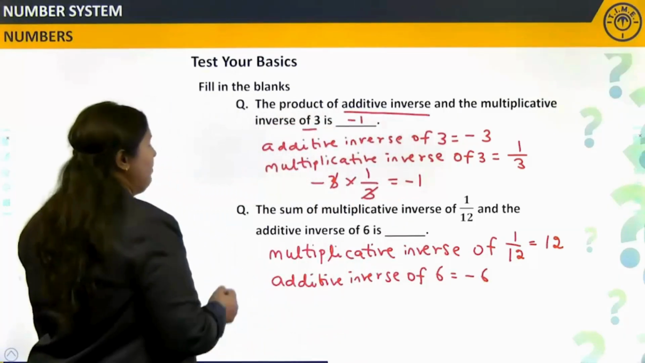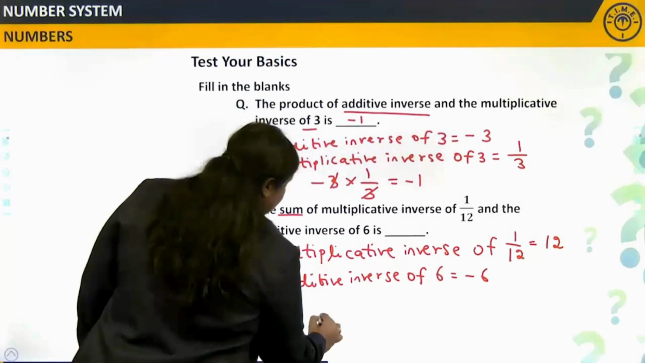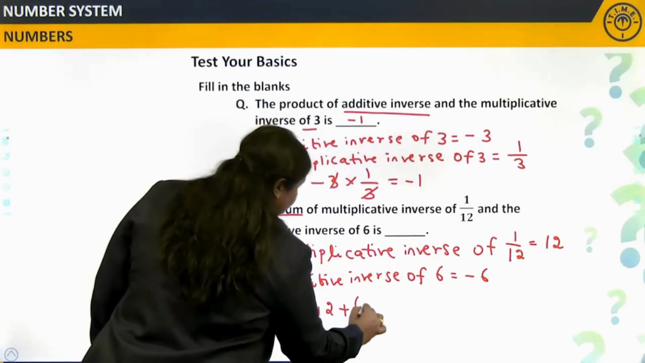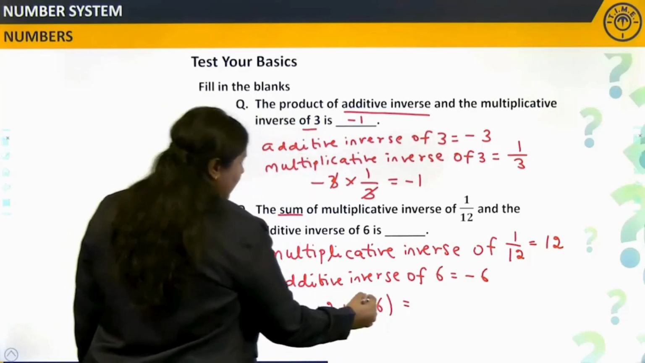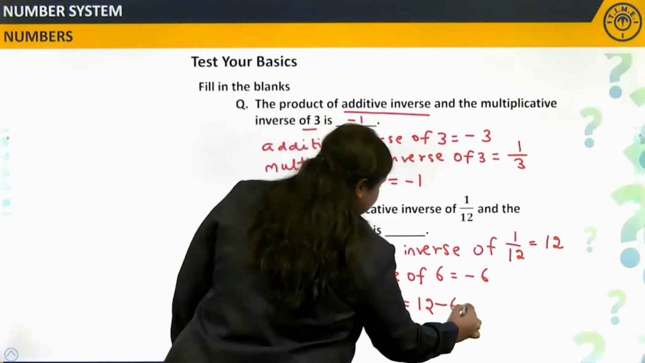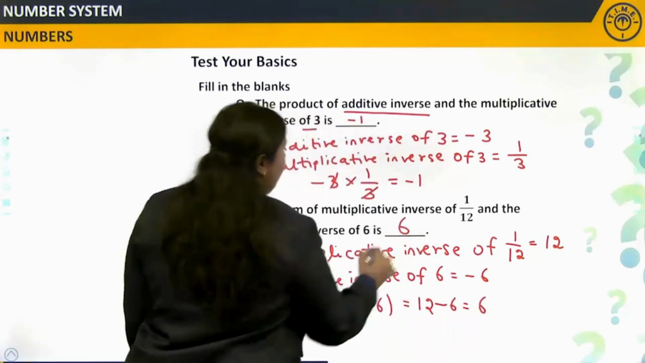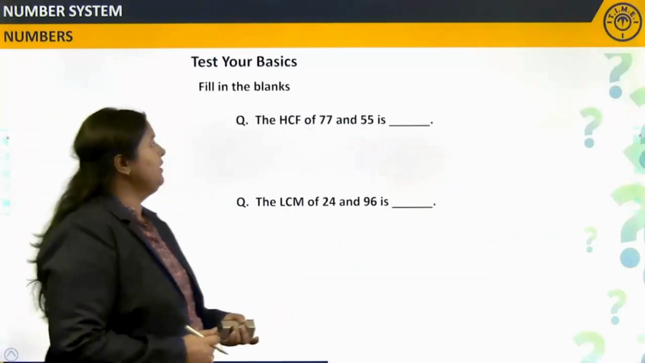Okay. So, we have to find the sum of these two. Sum of 12 and minus 6. You are adding, so you can write it like this: 12 plus of minus 6 is equal to 6. Therefore, 6 is the answer. Now, let's look at the next question.